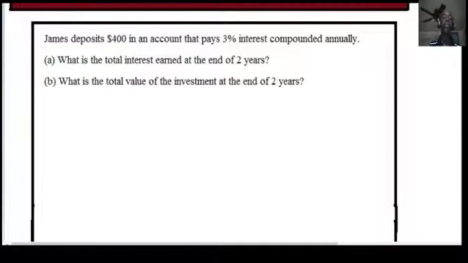James deposits $400 in an account that pays 3% interest compounded annually. A. What is the total interest earned at the end of 2 years? You may pause the video at any time and try to work the problem on your own before looking at my solution. Let us see what we have.